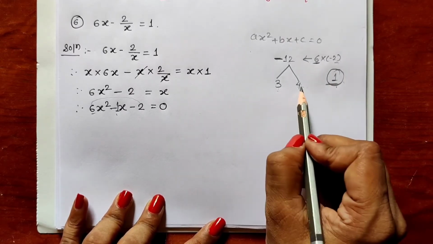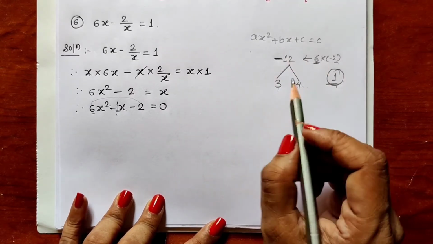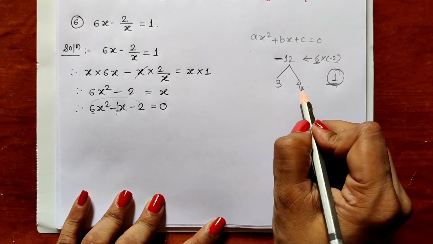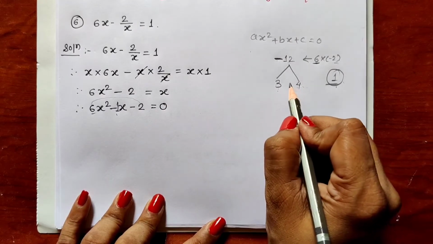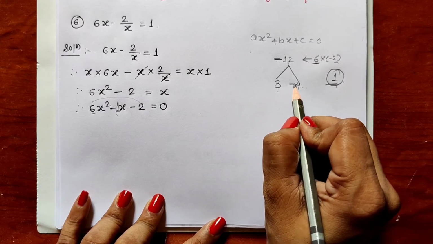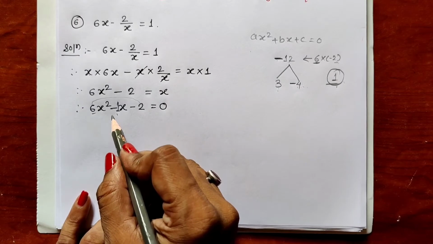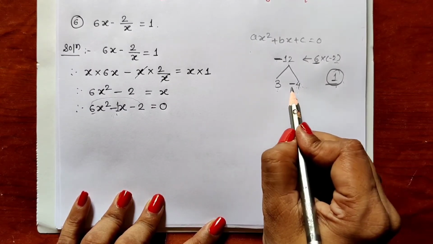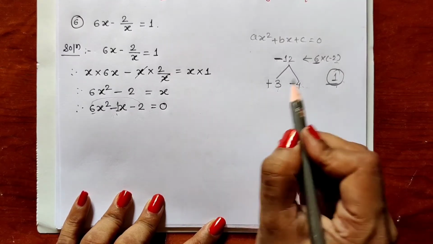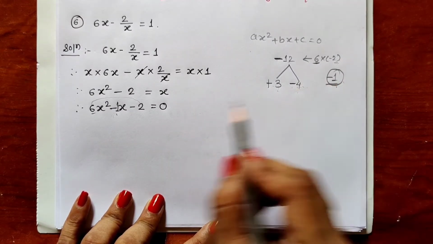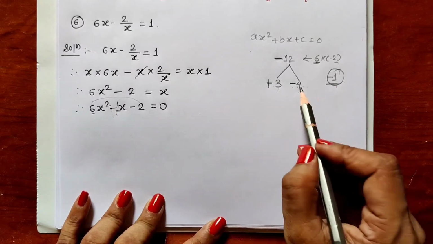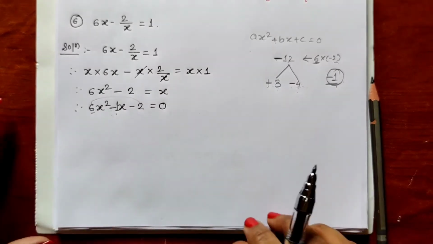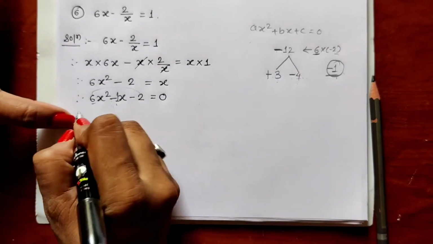Now let us give the sign. While subtracting, the bigger number should have the first sign. Bigger factor is 4, so it should have the first sign. First sign is minus. The sign of the middle term should be given to the bigger factor. And as 4 has minus sign, 3 will have plus sign. So minus 4 plus 3 is minus 1. We require minus 1. Now let us split this middle term into two terms and get the answer.